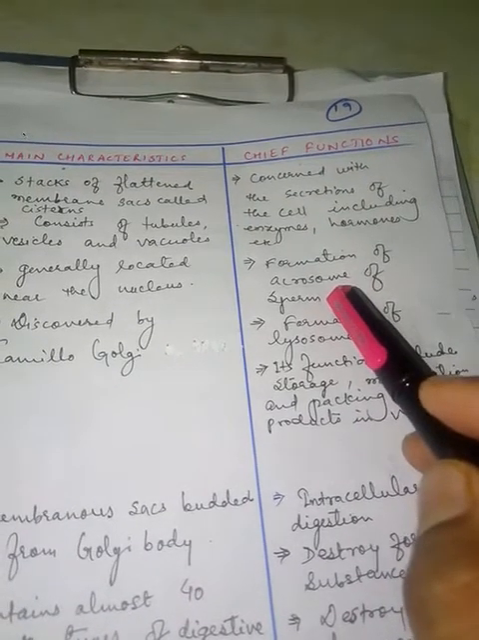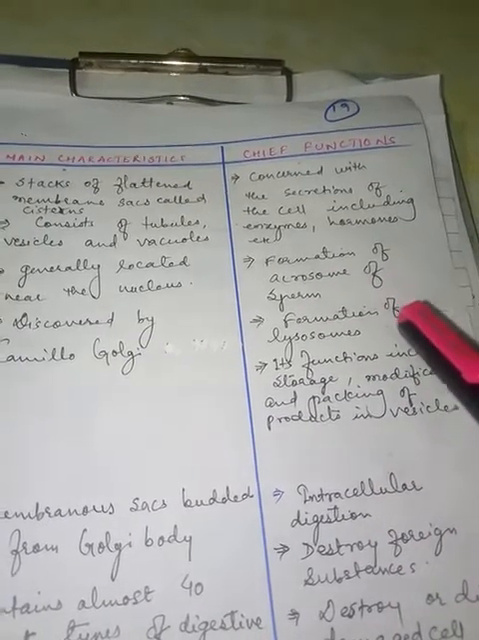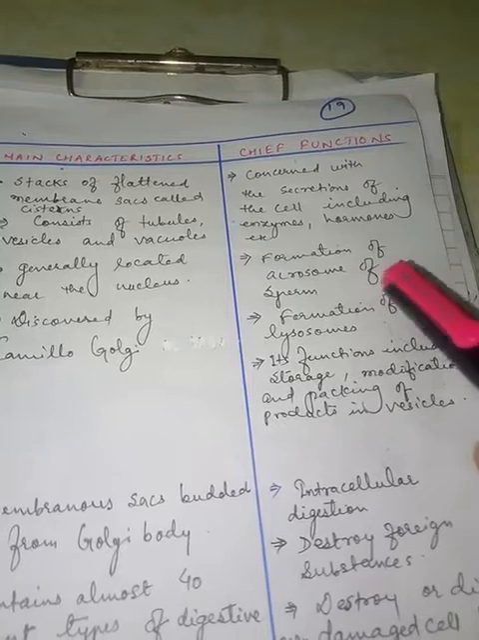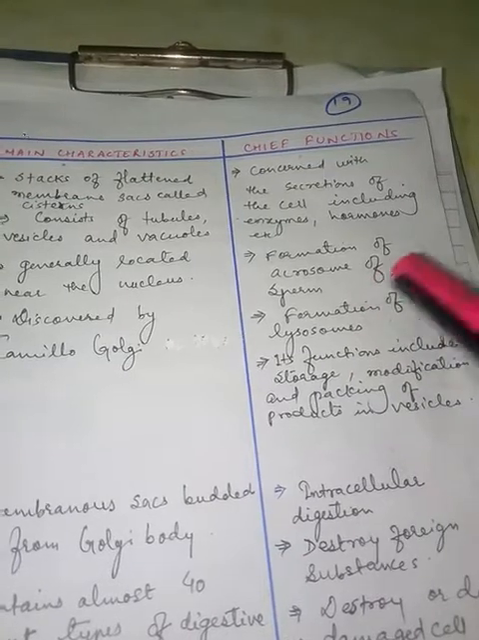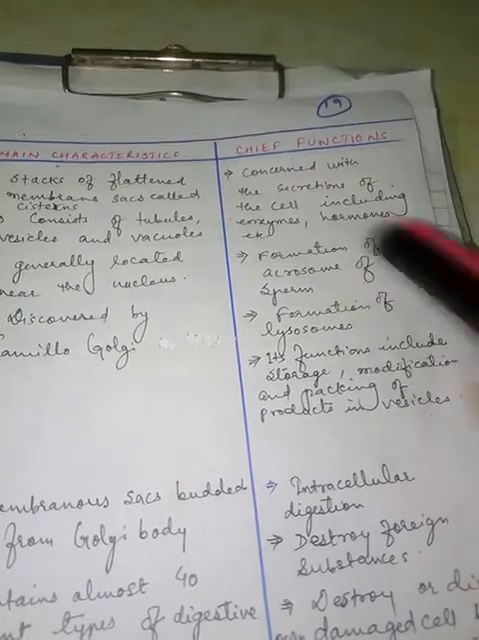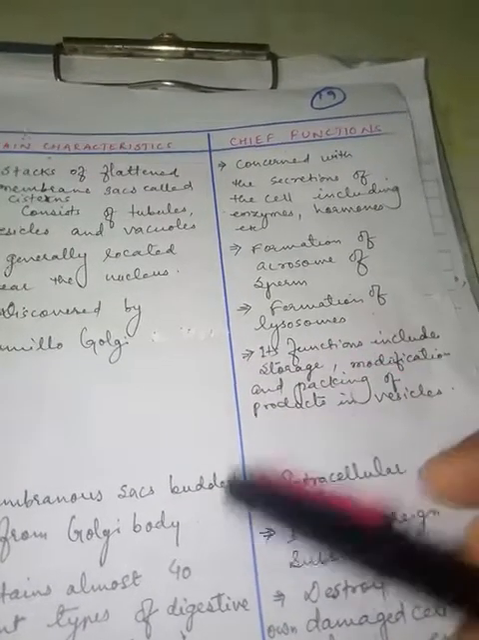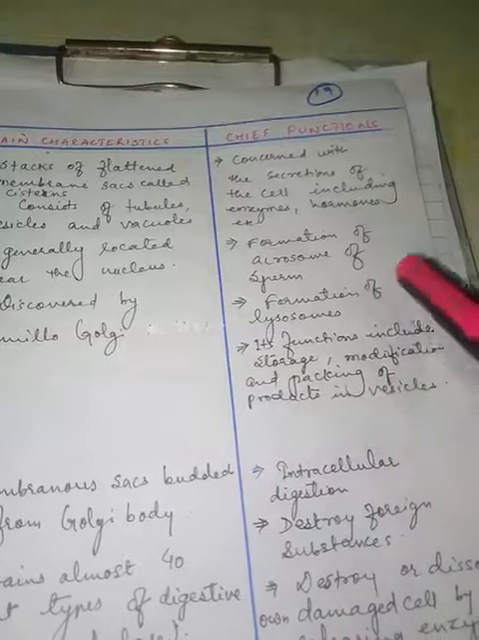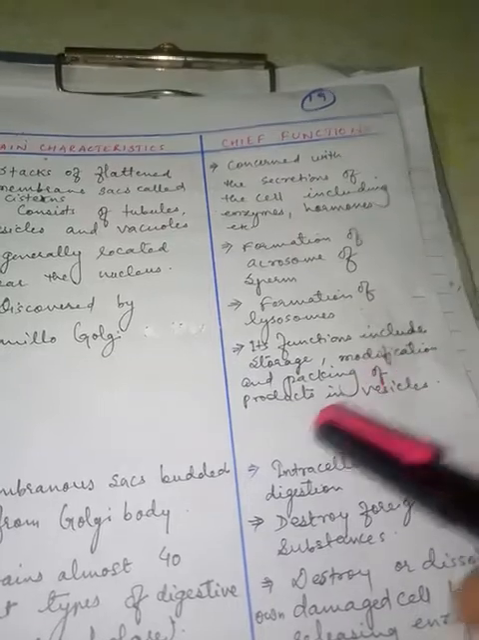As the membrane of the ovum gets dissolved, the nucleus of the sperm gets its entry inside the ovum, so that the union of the male nucleus and the female nucleus can take place. So the acrosome is a very important structure which comes from the Golgi body. Next, they help in the formation of lysosomes also. Lysosome again is an organelle, and we'll discuss it later on. Next, the function includes the storage, modification, and packaging of different things in its vesicles.